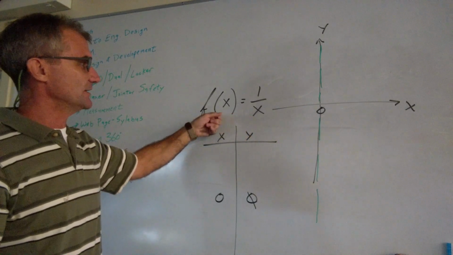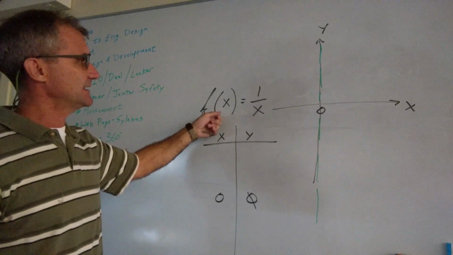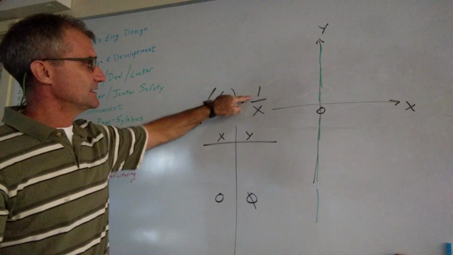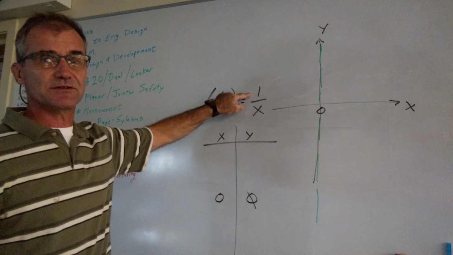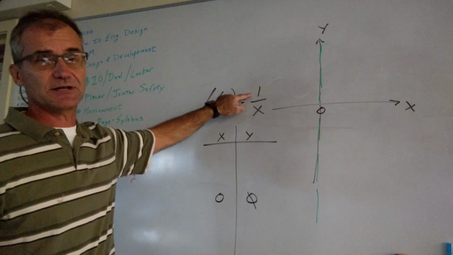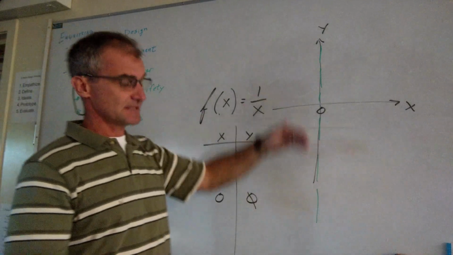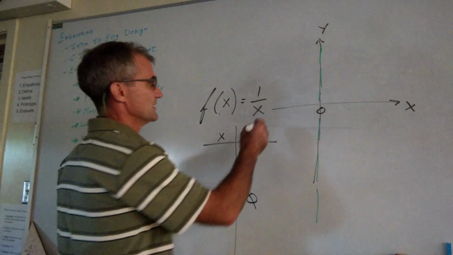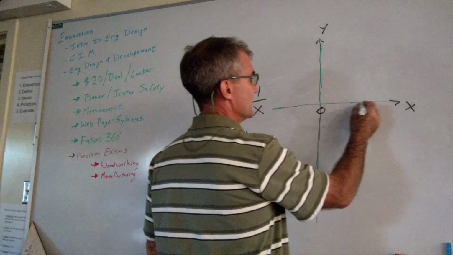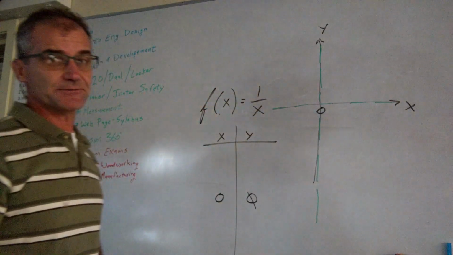But how is y, or f of x, going to be 0? It can't, right? The only way this can be equal to 0 is if the numerator is equal to 0, and the numerator is a number 1. So y can't be 0 either, so that's going to give me a horizontal asymptote. I can't have any values of y that are equal to 0.